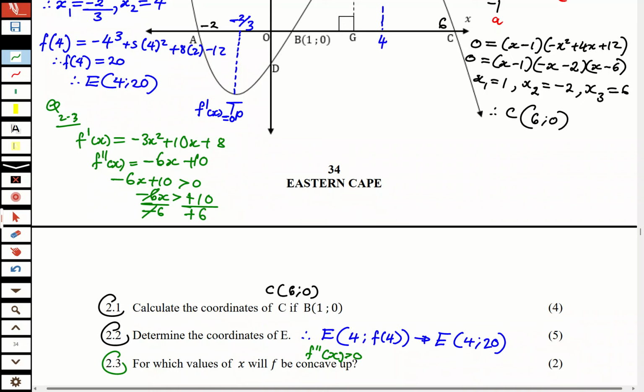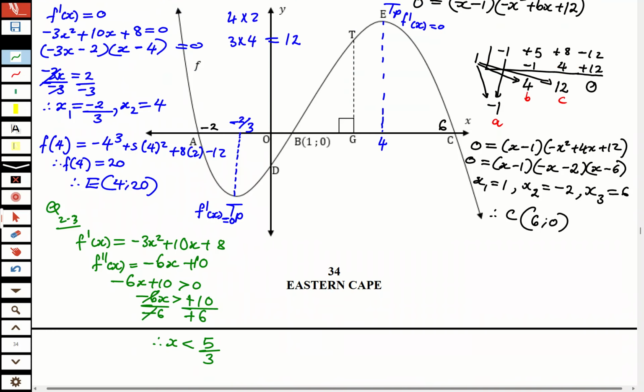So this is simply going to be a positive there. So remember, guys, when you divide by a negative throughout, the inequality sign changes from being greater than to what? To being less than. So therefore, x is less than what? Let's find the factor that we can use. 2 goes into 10 5 times. 2 goes into 6 3 times. So the answer is simply x has to be less than 5 all over 3 for it to be concave up.